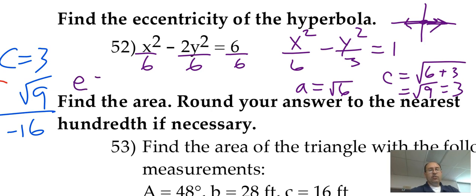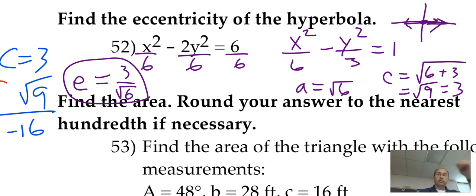So my eccentricity is C divided by the distance to the focus, which is C, over the distance to the vertex. Distance to focus over distance to vertex. Okay?